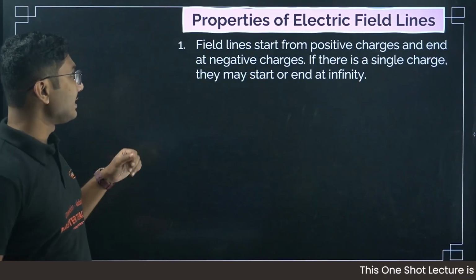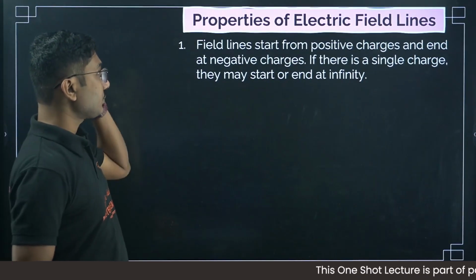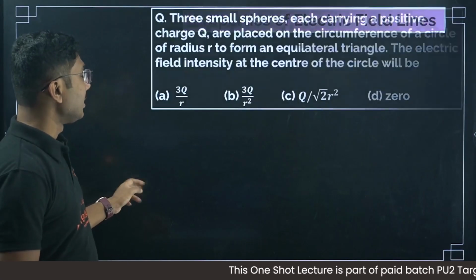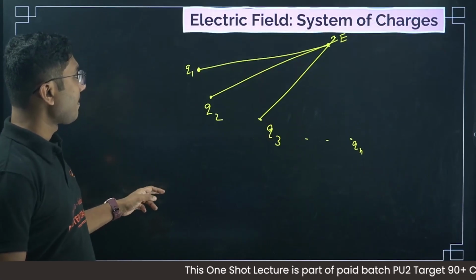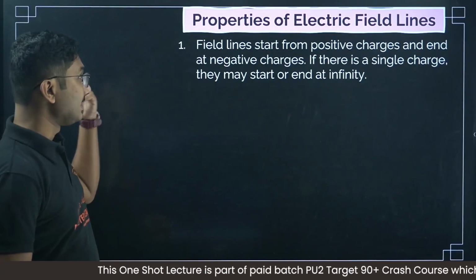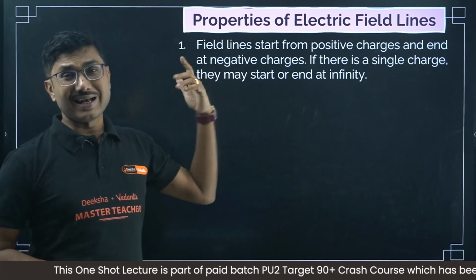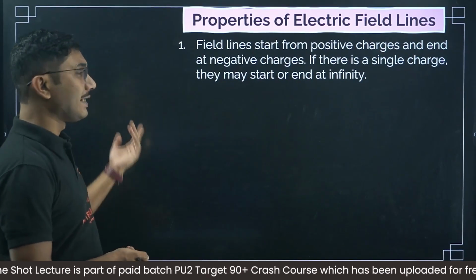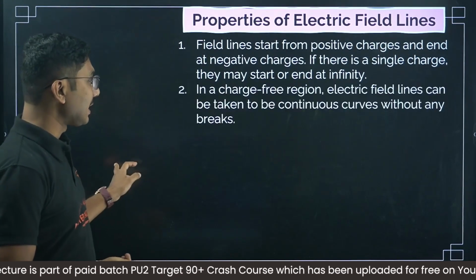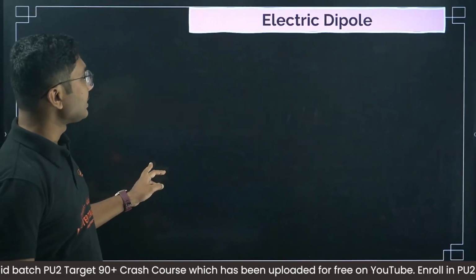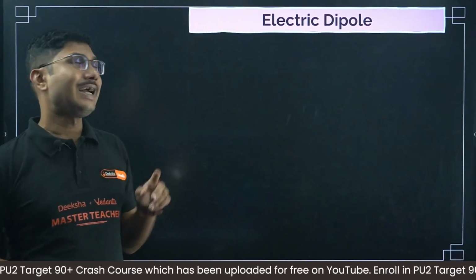We are already discussing it. So field lines start from positive, this is already discussed. So let's move forward. These are the properties of electric field lines. Field lines start from positive charges and end at negative charges. If there is a single charge, I think we have discussed it. These properties are discussed. Now let us go back to the electric dipole.